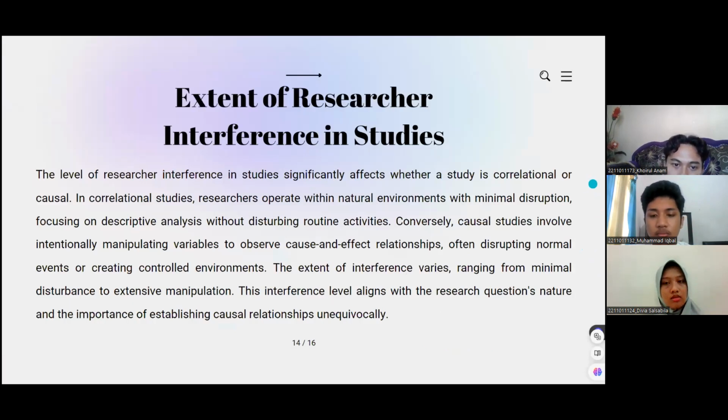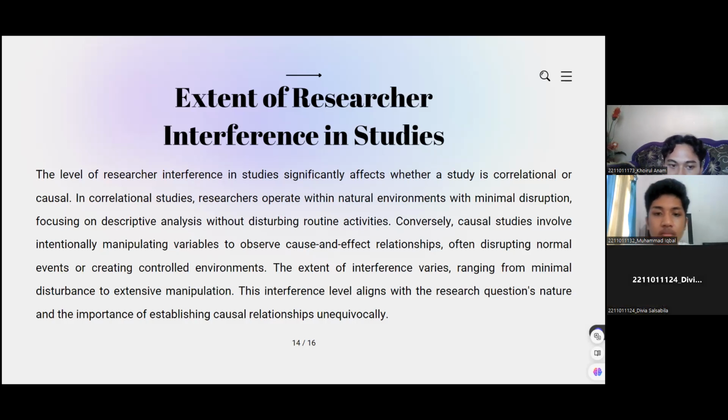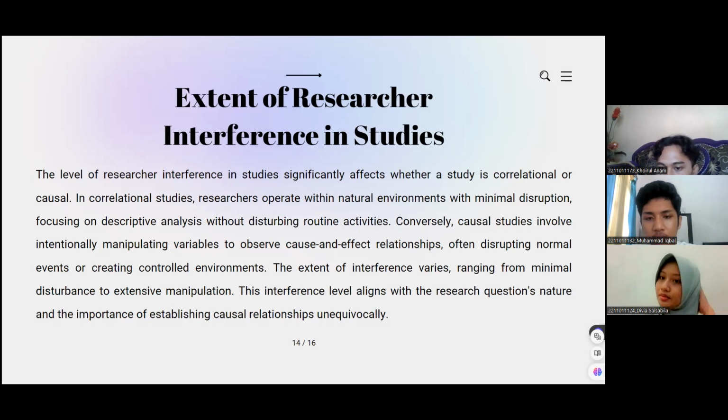Next is extent of researcher interference in studies. The level of researcher interference in studies significantly affects whether a study is correlational or causal. In correlational studies, researchers operate within a natural environment with minimal disruption, focusing on descriptive analysis without disturbing routine activities. Conversely, causal studies involve intentionally manipulating variables to observe cause and effect relationships, often disrupting normal events or creating a controlled environment.